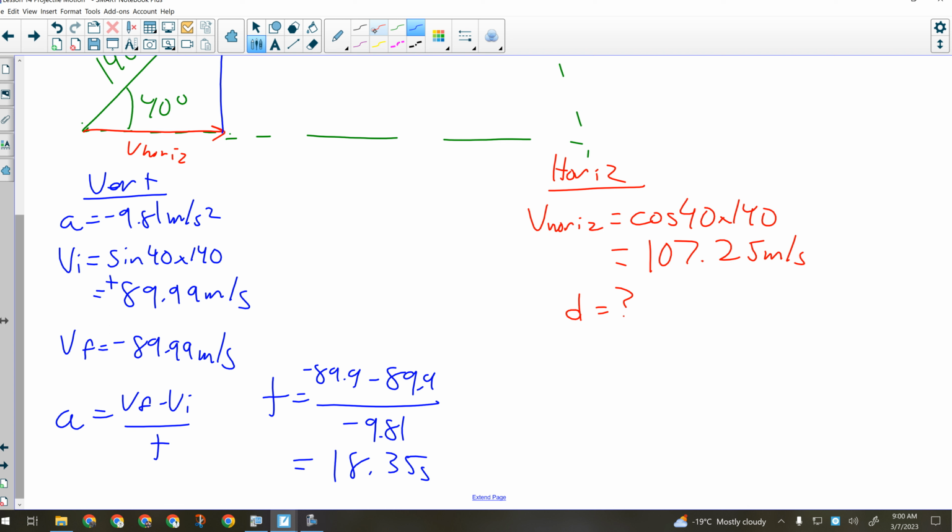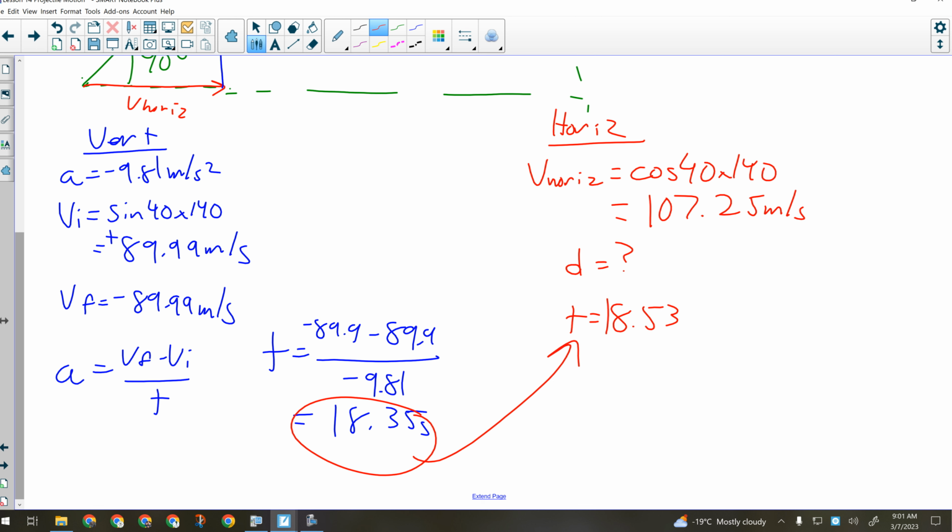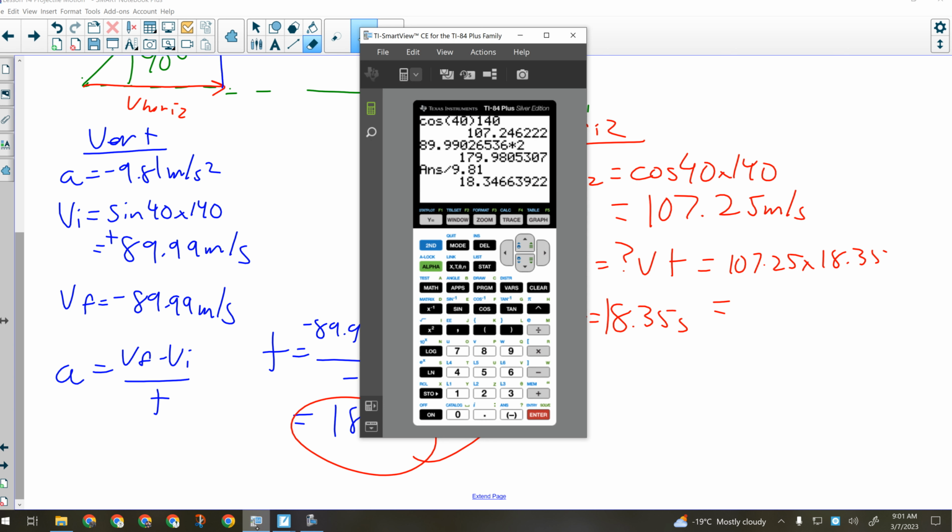That number can also be applied here. All right, so now I can do this. D equals V times T. Take my 107.25, multiply it by 18.35, and I will get the horizontal distance traveled by my projectile.